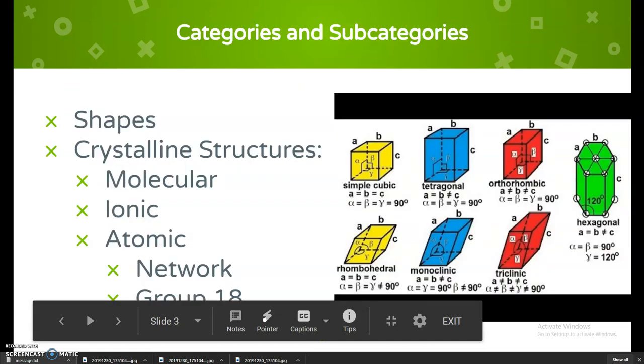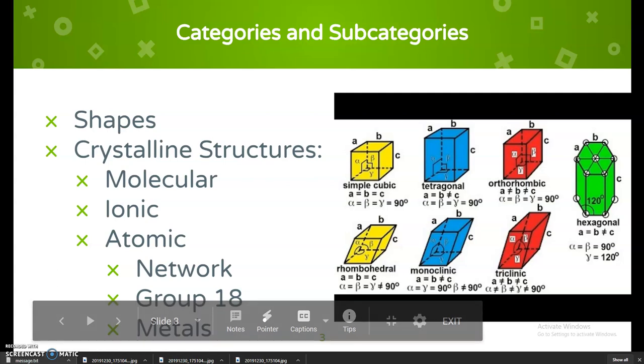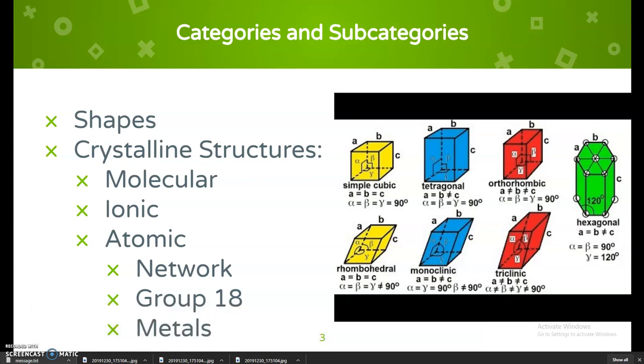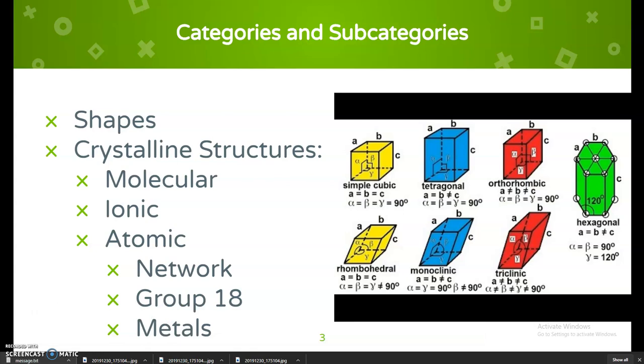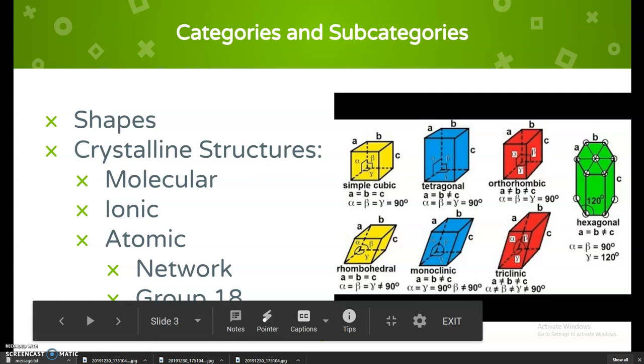So, crystalline structures can be found in a number of shapes, specifically 7. These shapes are in the picture on the right, and they are simple cubic, tetragonal, orthorhombic, hexagonal, rhombohedral, monoclinic, and triclinic. Each one of these shapes has a distinct number of categories that make it that are specific to that shape, and additionally they have mathematical equations that go along with each shape that can predict the exact dimensions and properties as well.